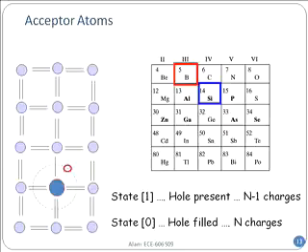And then how many charges do I have? I have one extra electron. So I have n electrons, but I have n minus 1 protons. I didn't bring any proton. So I have one extra charge when the hole is filled, right? And I'll call that state 0.